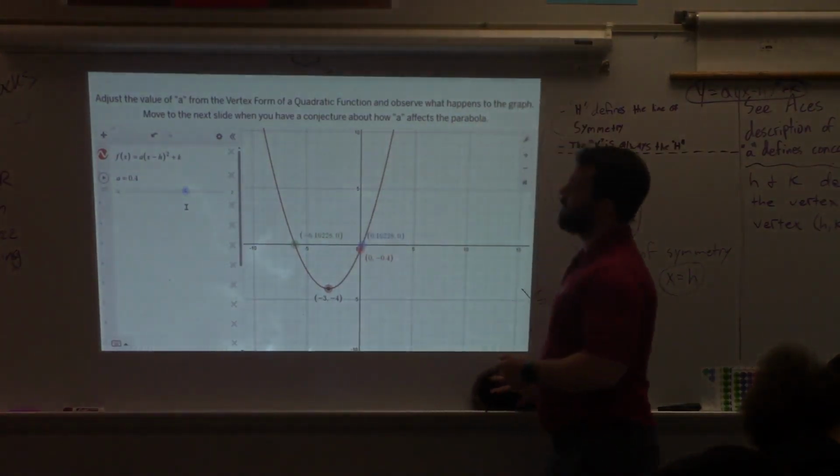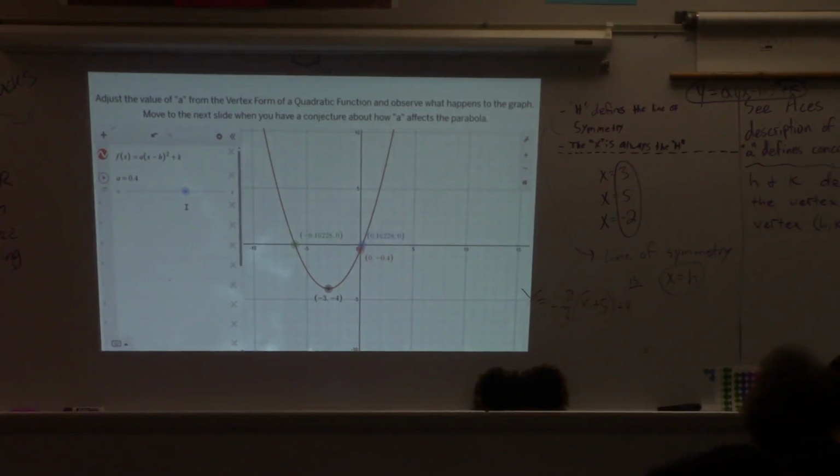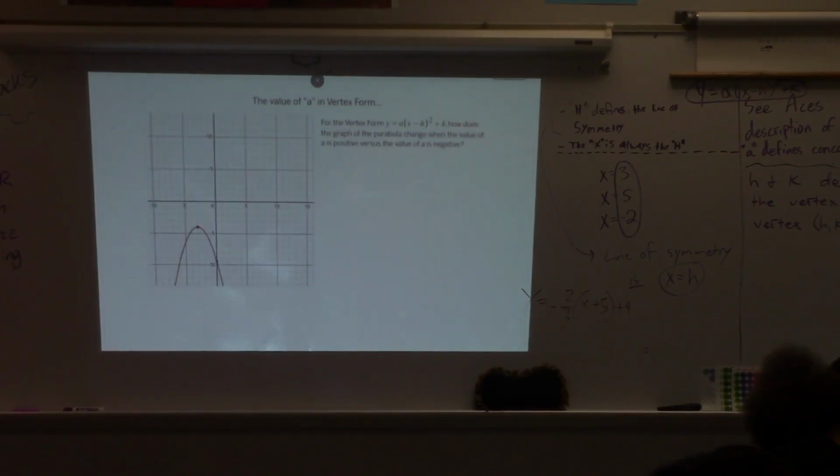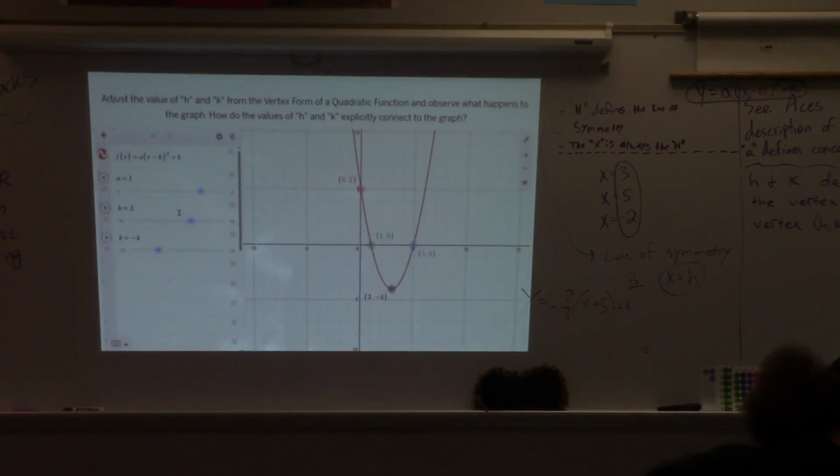When A is positive, the parabola is concave up. When A is negative, the parabola is concave down, like a frown. That's exactly right. Okay, what did we learn about H and K?